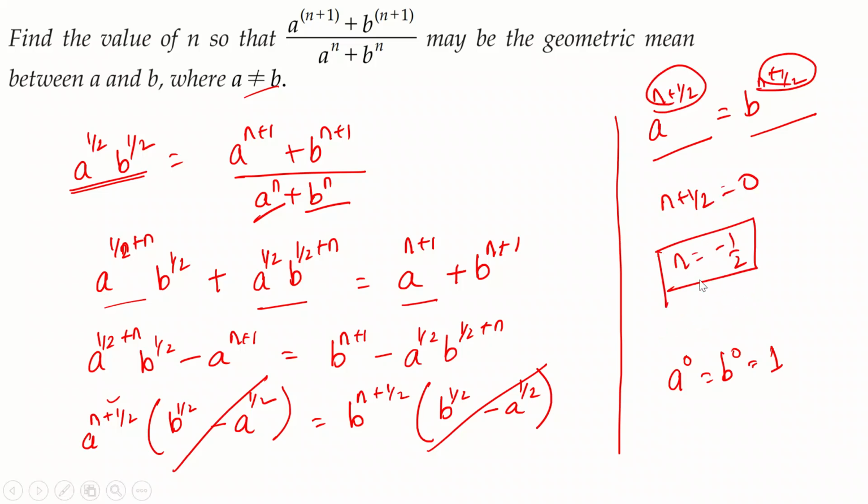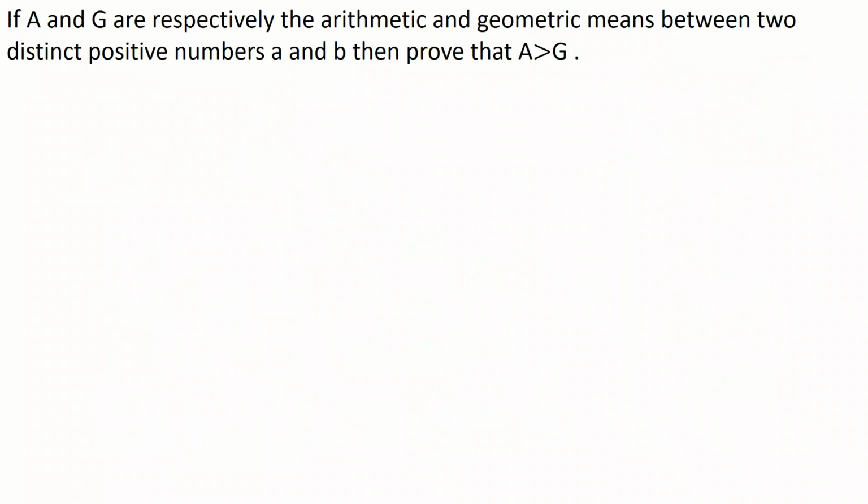Next question. If A and G are respectively the arithmetic and geometric means between two distinct positive numbers a and b, then prove that A is greater than G. So suppose you have two numbers a and b. A is the arithmetic mean between a and b, and G is the geometric mean between a and b. So we have to prove that arithmetic mean is greater than geometric mean. So how are we going to prove this?